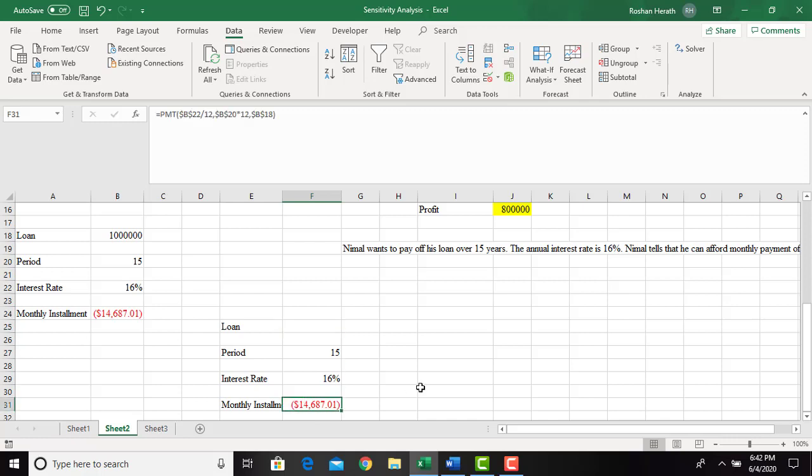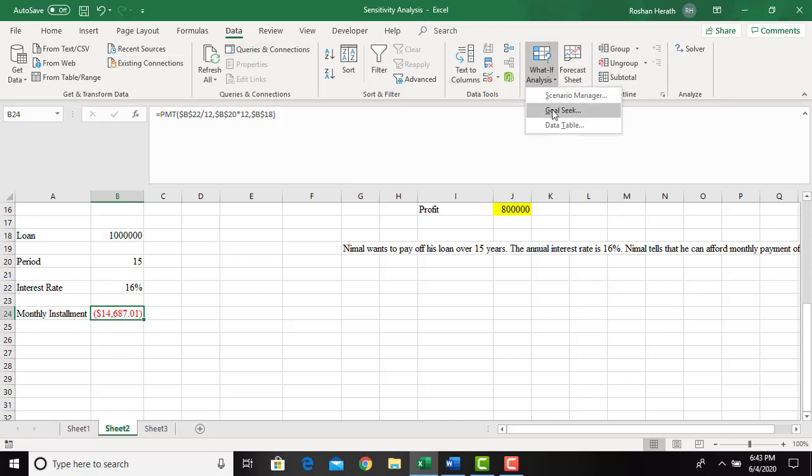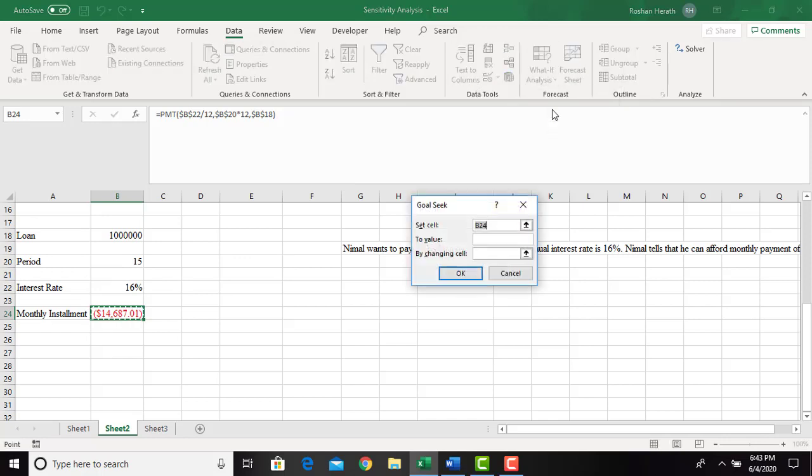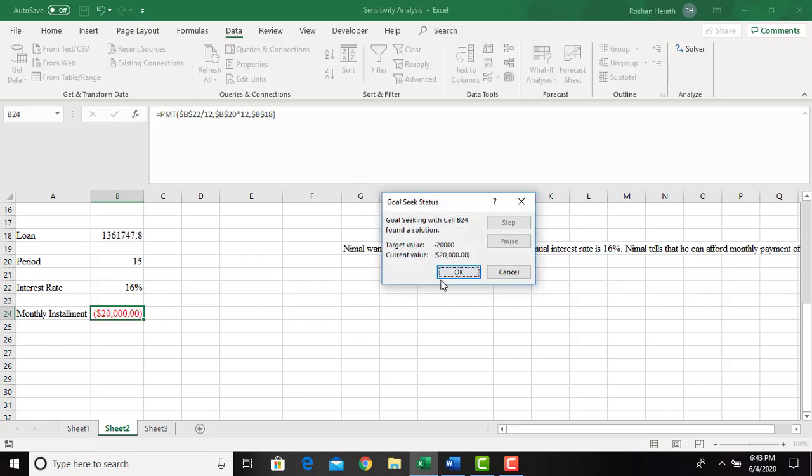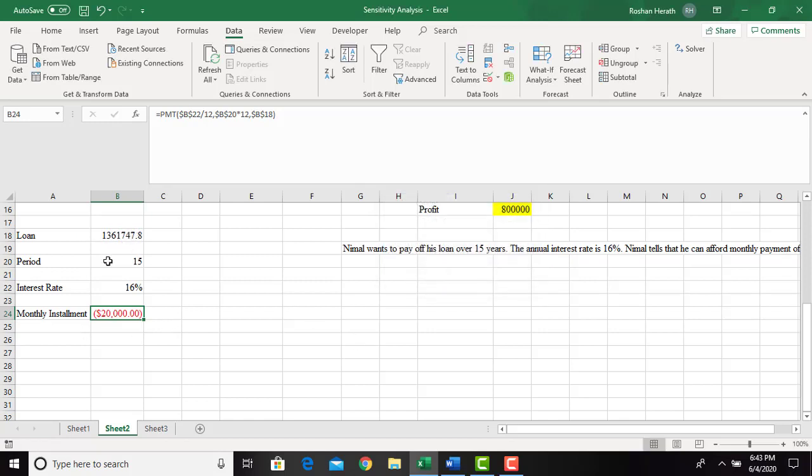Let us delete that. Something went wrong in the copy, so let us stick to this original formula and work out. Go to data, what if analysis, then goal seek. You want to set this value to minus 20,000 by changing the loan. Say okay. Yes, it worked out pretty easily.